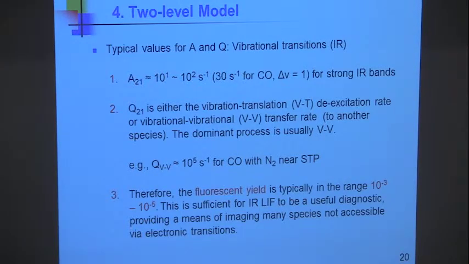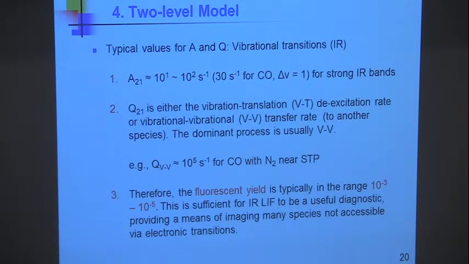Now I show one slide here on the vibrational case because I like this. But now our A values are quite a bit smaller. Remember, it's about 30 for CO. But what is Q? Q is some sort of a de-excitation rate. It might be what's called a vibration translation de-excitation. It might be a VV transfer to another species. It's usually dominated by this. But it turns out these numbers are a lot smaller than the 10 to the 8th, 9th, or 10th. So in fact, the fluorescence yield is actually about the same as it is for electronic transitions.